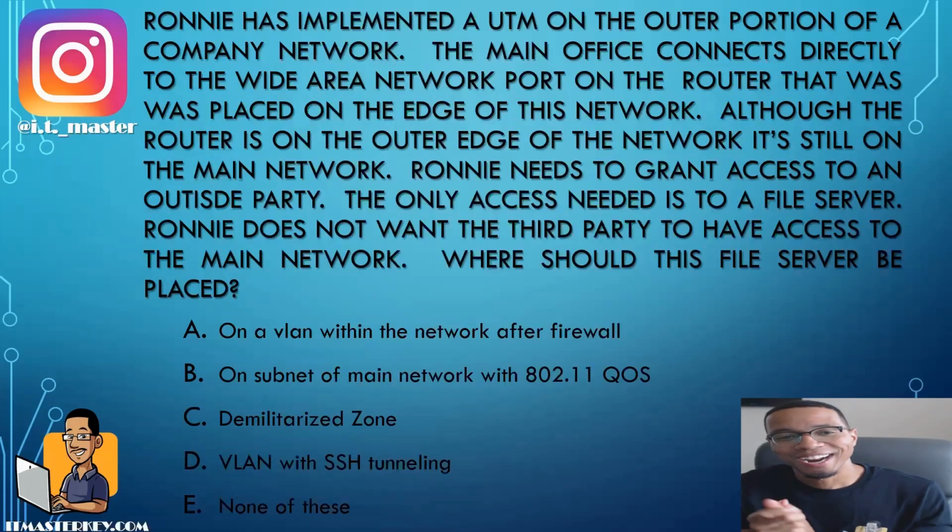But anyway, Ronnie has implemented a UTM on the outer portion of a company network. The main office connects directly to the wide area network port on the router that was placed on the edge of the network. Although the router is on the outer edge of the network, it's still on the main network. Ronnie needs to grant access to an outside party. The only access needed is to a file server. Ronnie does not want the third party to have access to the main network. Where should this file server be placed?